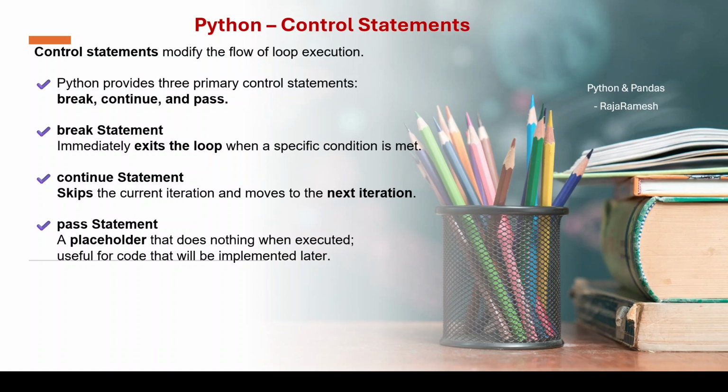Just to recap why we use control statements. Control statements modify the flow of the loop execution, and we have three control statements: break, continue and pass. Break is immediately exiting the entire loop when a specific condition is met, whereas continue statement is skipping the current iteration and moving to the next iteration. And pass is simply a placeholder and nothing is being done there. Whenever you are not ready with the code, you can place the pass placeholder.